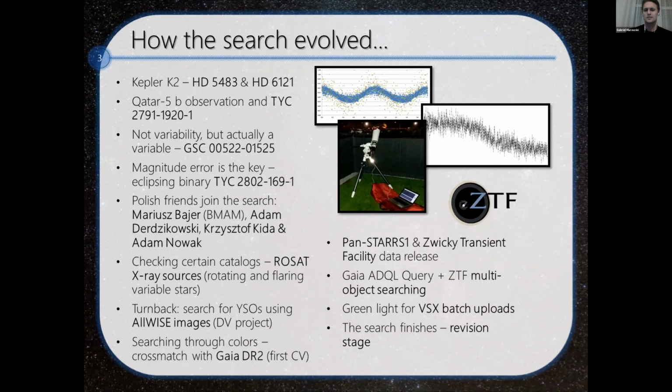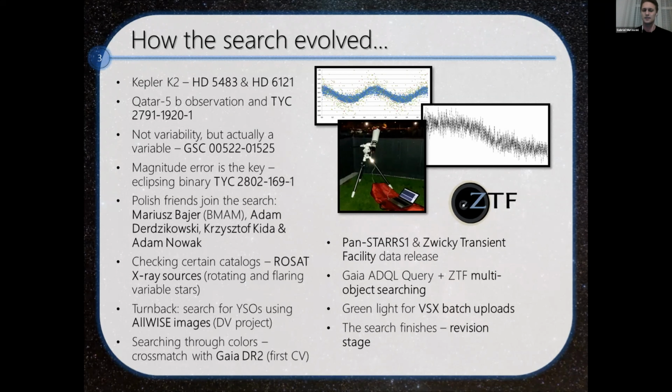After discovering some rather common variable stars, I decided to go a little further. How can I discover something more untypical? So I started looking at catalogs. The first one was ROSAT X-ray sources, which allowed me to find some rotating variables, flaring variables, sometimes even complex ones. For example, an eclipsing binary with some star spots on them.